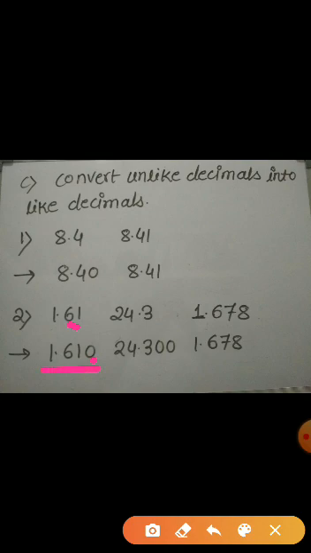So now it becomes 1.610. In the second number, there is only one decimal place. So we can make it 3 by adding two 0s at the end of the number. So now it has become 24.300. Now, all these 3 numbers have the same number of decimal places, that is 3. It means they are like now.